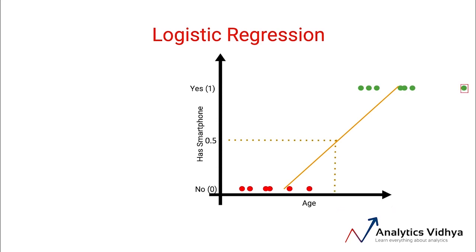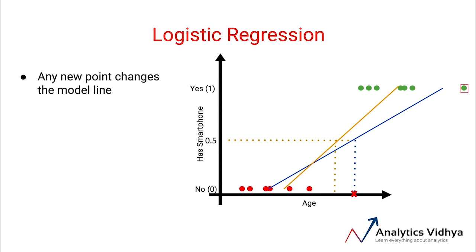So we can do something like this, but the minute you add more data points, you'll see that the slope of the line changes, and we'll need to inadvertently move the threshold. So it doesn't give us the right way to classify a particular problem. So my threshold of age cannot move in a predicting algorithm.